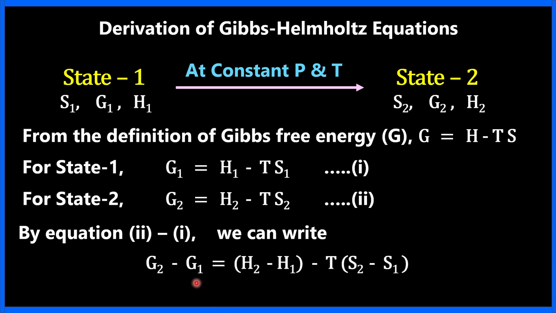Now, by equation 2 minus 1, we can write G2 minus G1 is equal to H2 minus H1 minus T(S2 minus S1). Therefore, G2 minus G1, that is delta G, is equal to H2 minus H1, that is delta H, minus T(S2 minus S1), that is T delta S. Therefore, delta G is equal to delta H minus T delta S, equation A. This is one of the forms of the Gibbs Helmholtz equation.